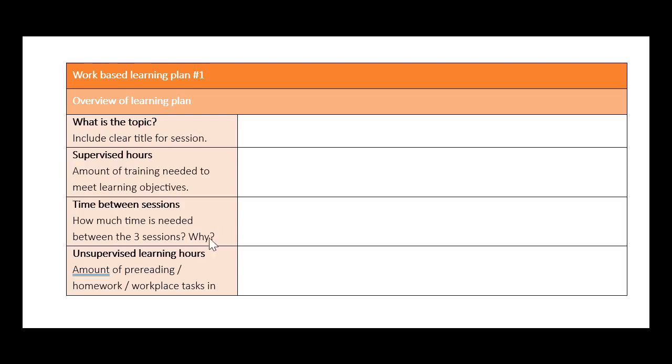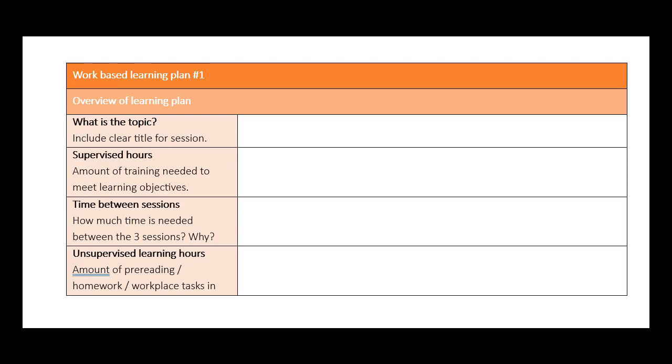The supervised hours, the amount of training needed to meet the learning objectives. How many hours face-to-face are you going to have with this particular learner or this group of learners? It might be 3 30-minute sessions, or it might be 3 1-hour-long sessions. And then what time is needed between the sessions, so that there's time for them to put into practice the things that they've learnt and be ready for the next amount of learning that they're about to undertake.